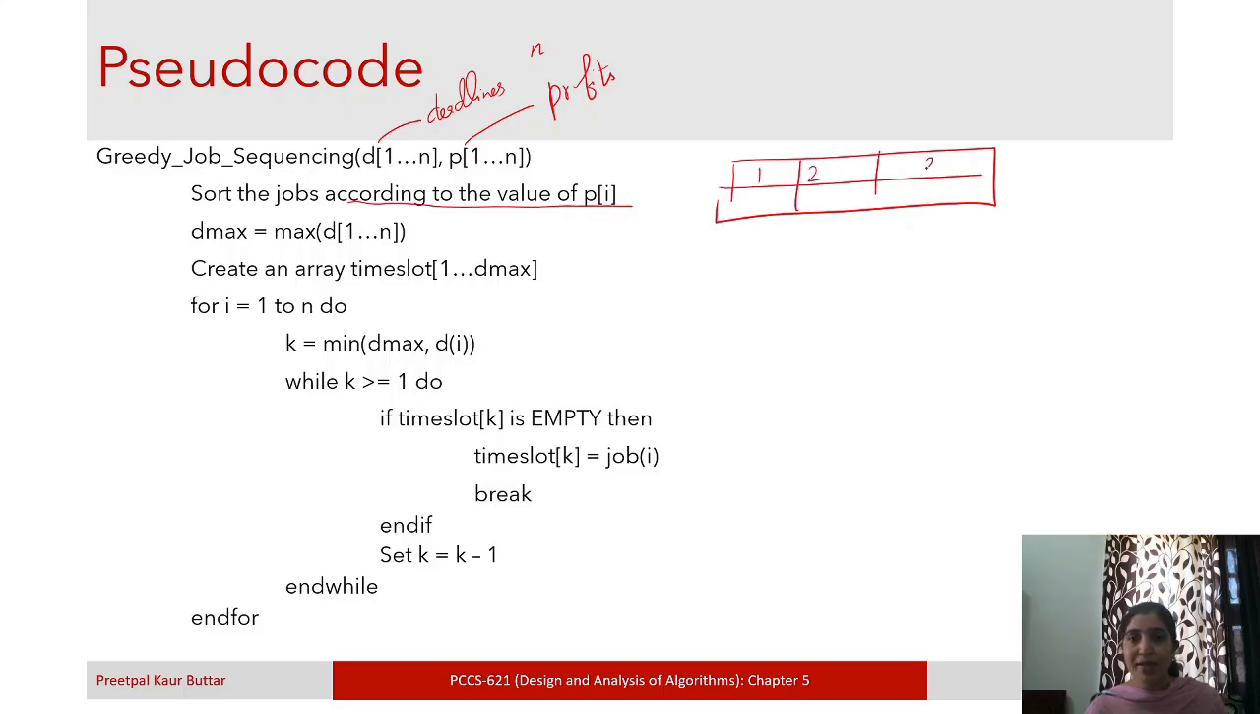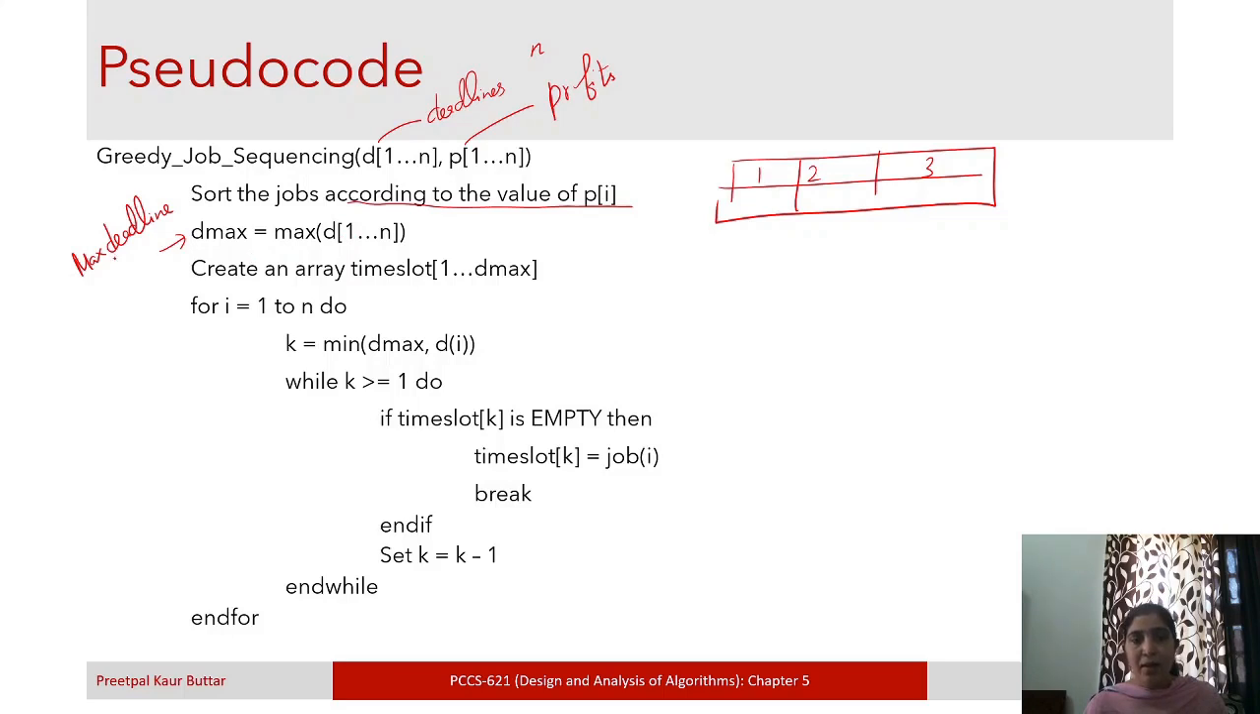1, 2, 3. As in the previous example we had 3 time slots, and D max means the maximum time slot, the maximum deadline we can say. So this maximum deadline, or the maximum time slot, is the maximum value in the array D, right?